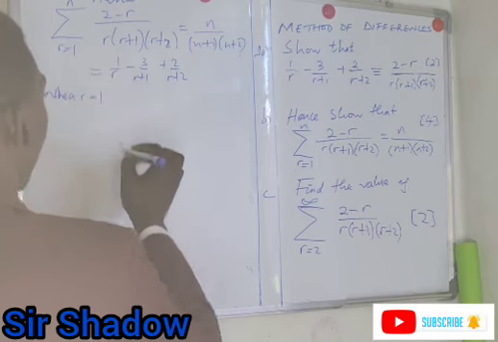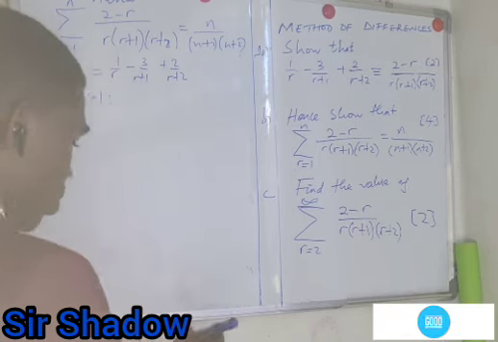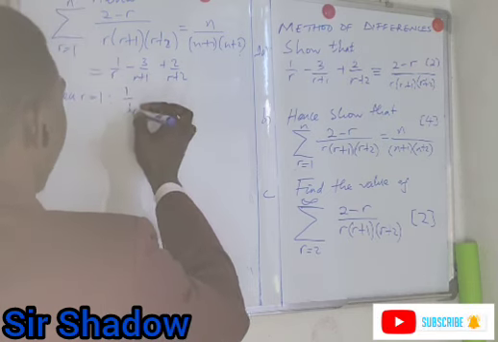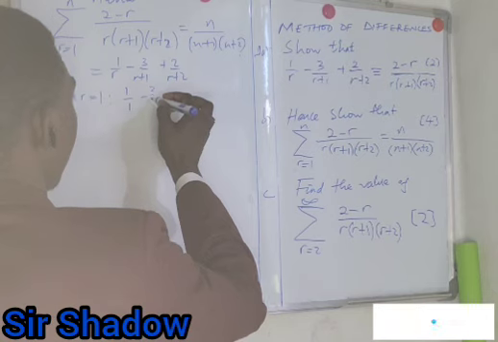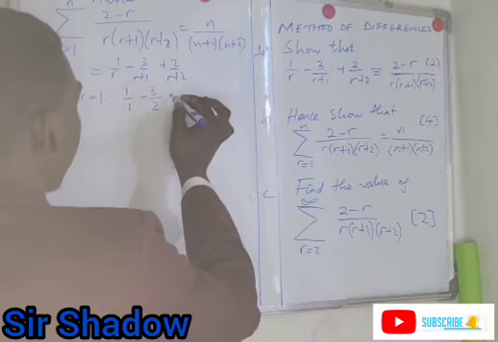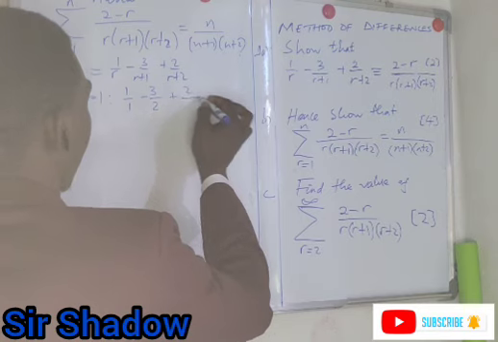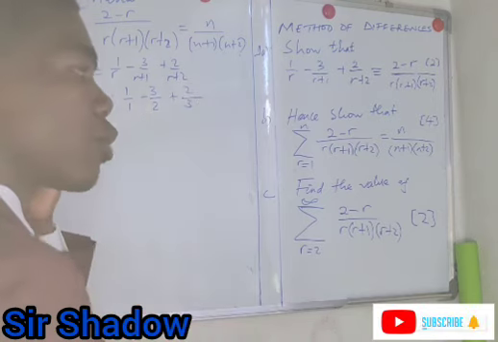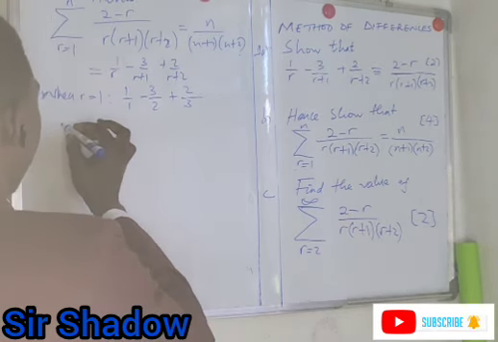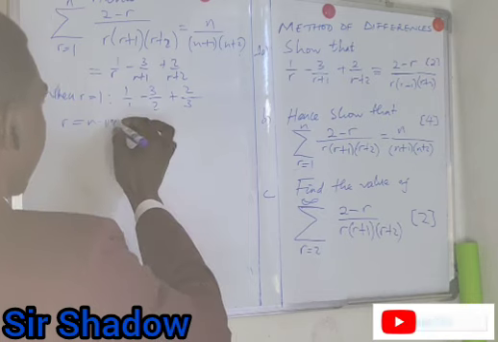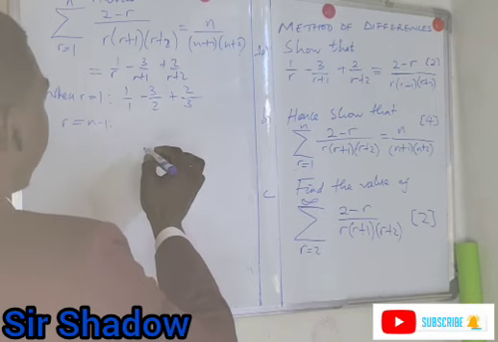So we are saying when r is equal to 1. We want to see when r is 1. Substituting, we have 1 over 1 minus 3 over 2, when r is 1, which is 1 plus 1, which is 2, then plus 2 over when r is 1, which is 3. Yeah? Then let's consider when r is equal to n minus 1, right?